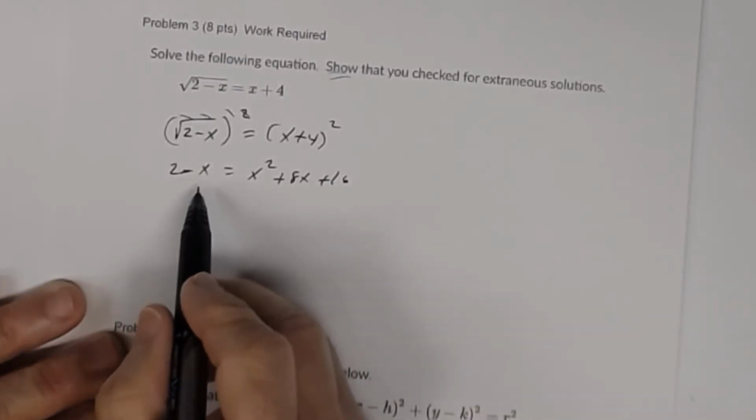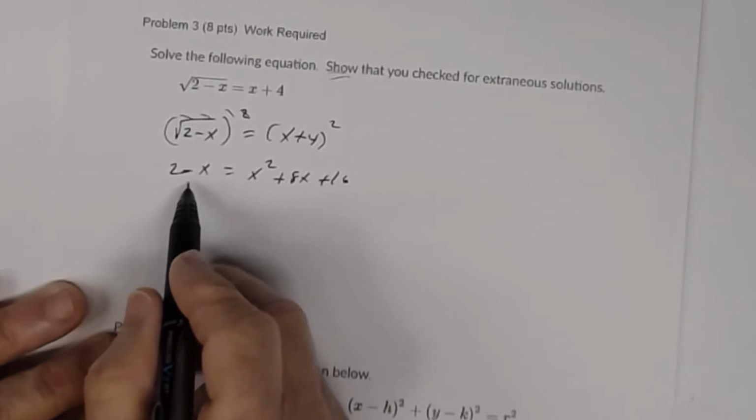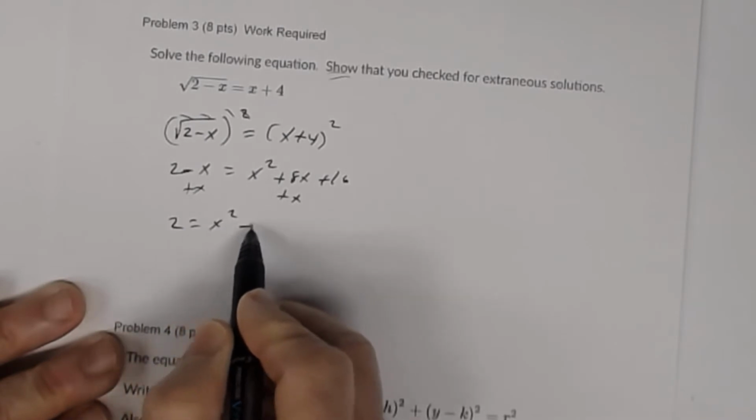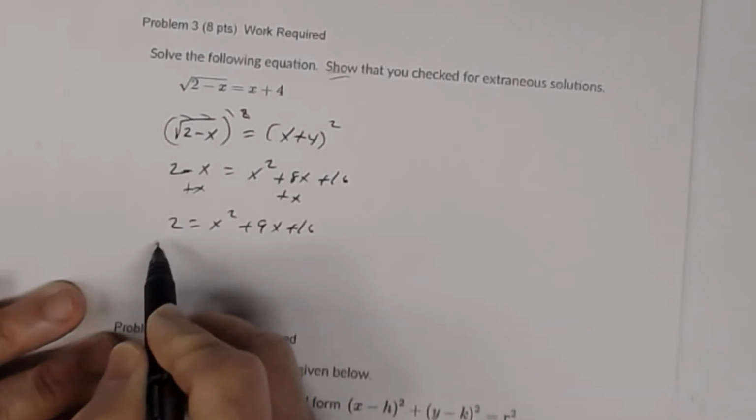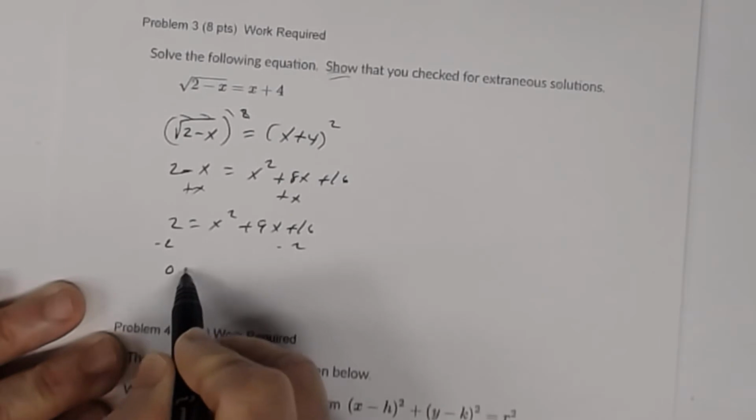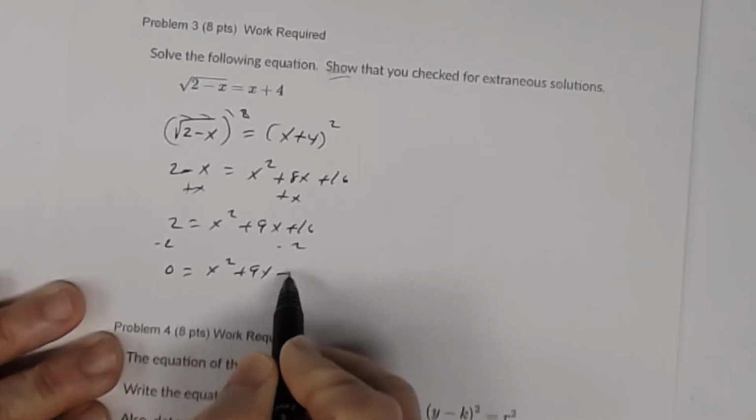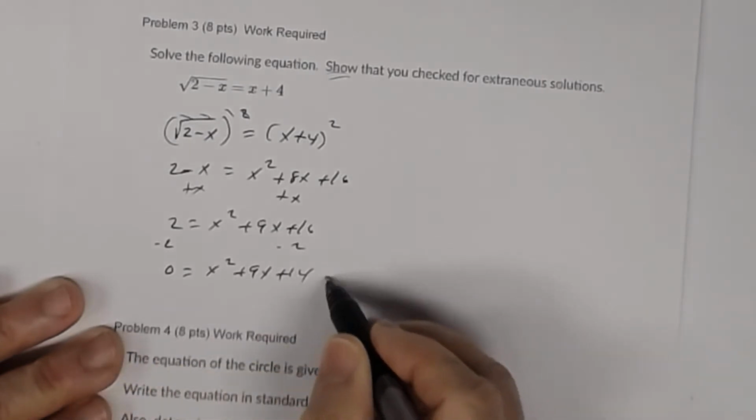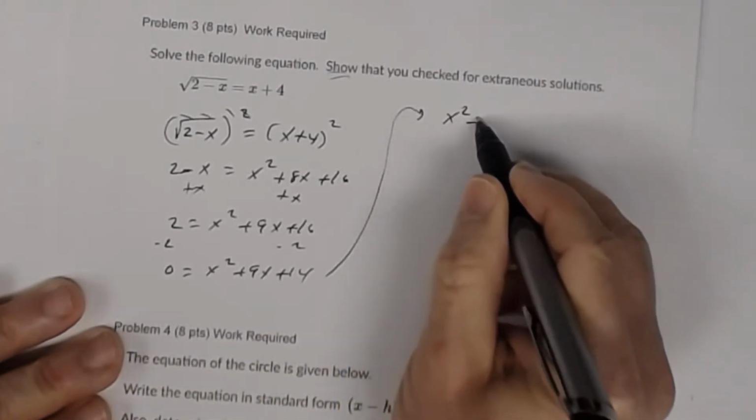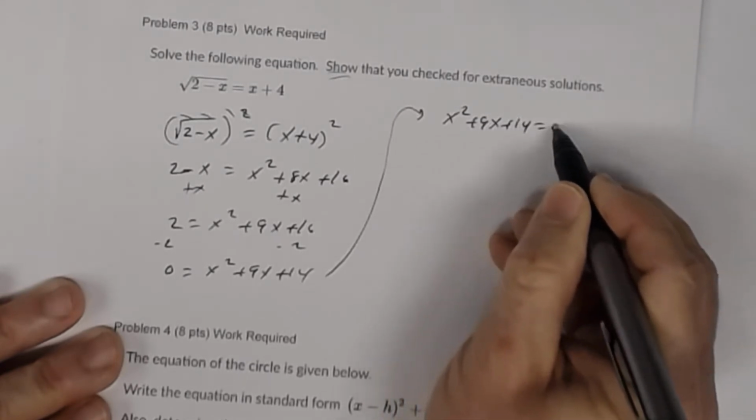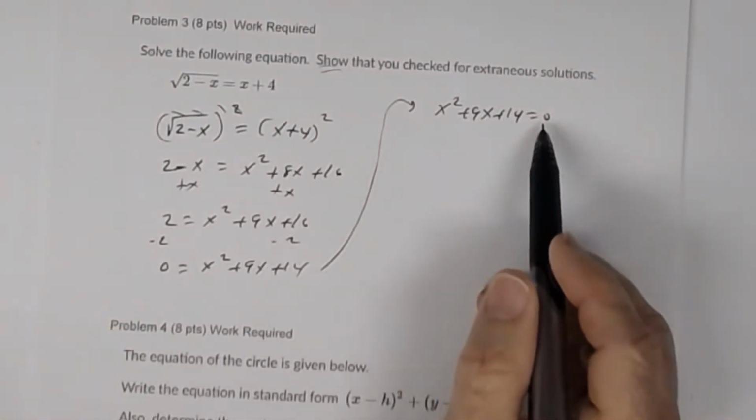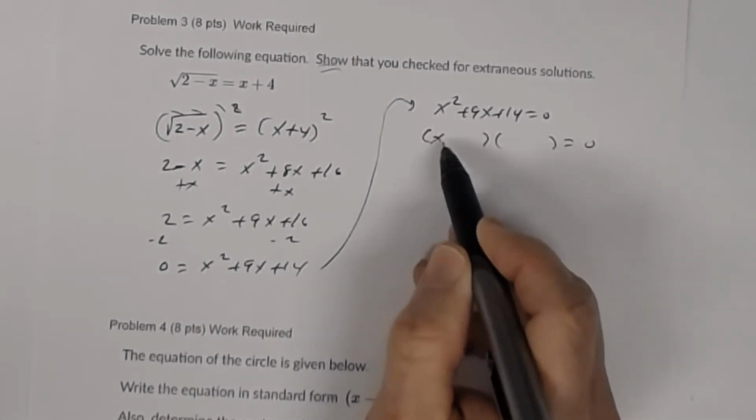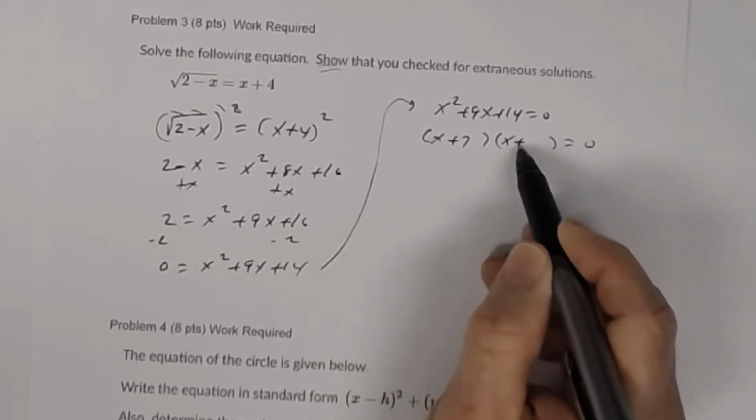Okay, so let's go ahead and put this in standard form. So I'm going to just go ahead and add x to both sides for right now. So I get 2 equals x squared plus 9x plus 16. Then subtract 2. I get 0 equals x squared plus 9x plus 14. And this is factorable. So I get x squared plus 9x plus 14 equals 0. So I just rewrote it to where the 0 is on the right hand side. So if I factor this, I get x plus 7 times x plus 2 equals 0.